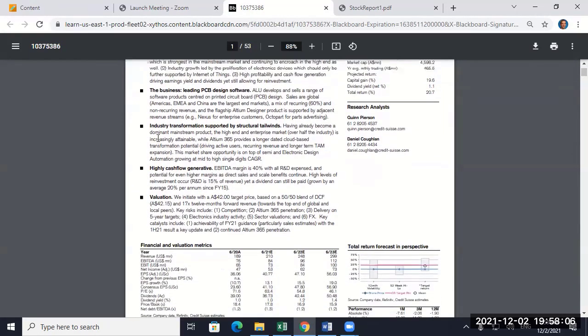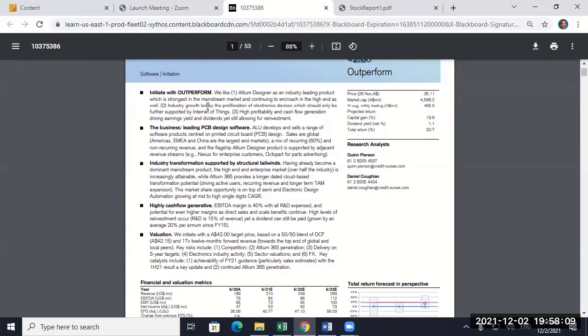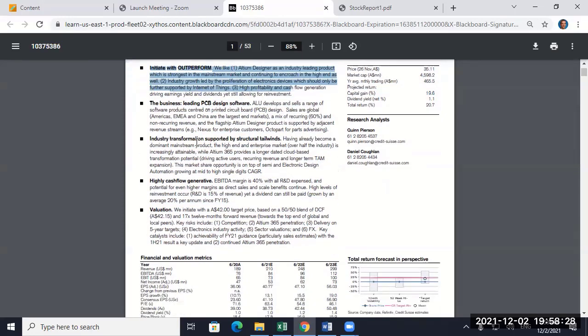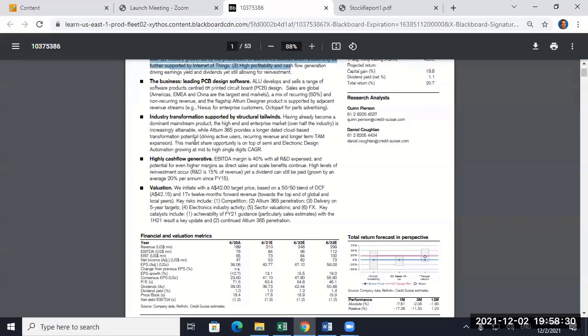You never know. Second thing they say is industry growth led by proliferation of electronic devices, which could only be further supported by Internet of Things. They've got the Internet of Things in there. High profitability and cash flow generation, driving earnings yield and dividends, and still allowing for reinvestment. I mean, there's some good stuff in there. It all makes sense. The sell side I really, really hate is when you don't know 7 of the words in the first sentence.